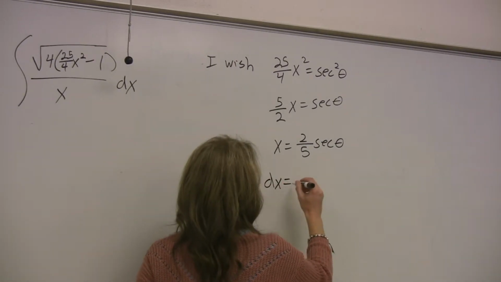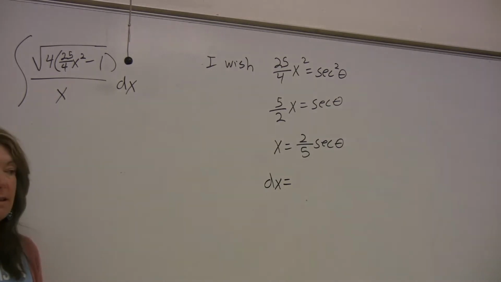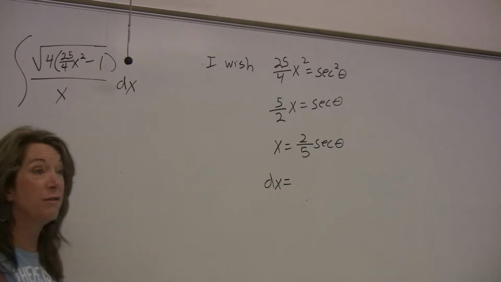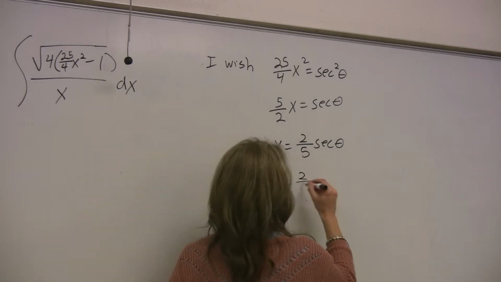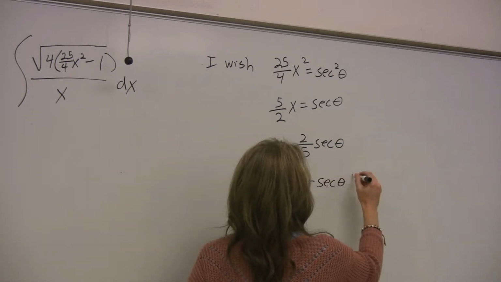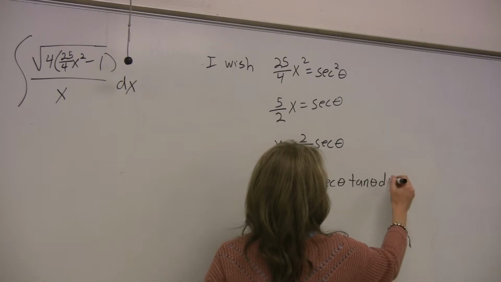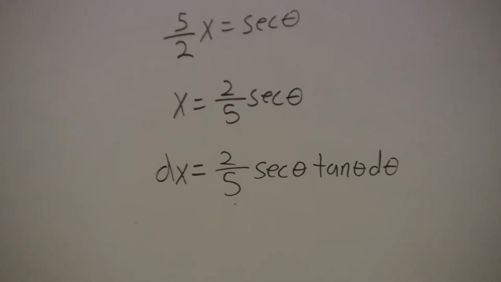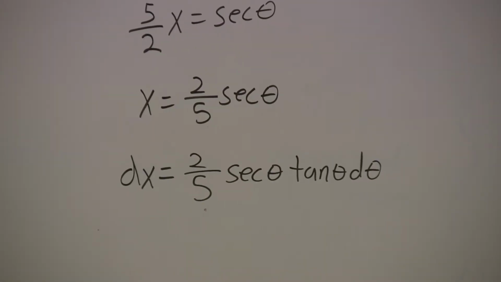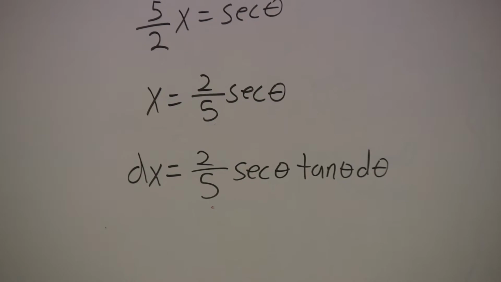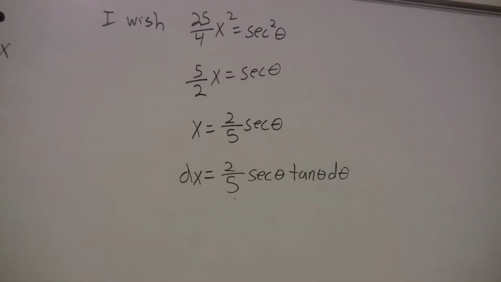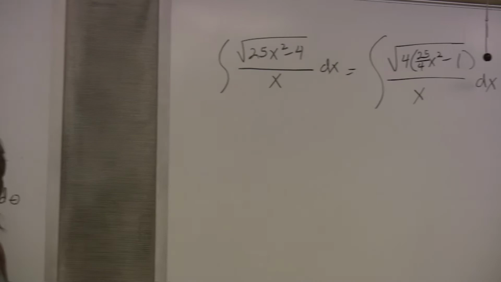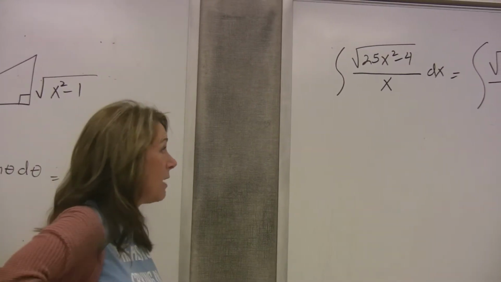So dx is equal to secant tangent, but I also have a 2/5 out front, right? So 2/5 secant theta, tangent theta, d theta. So now you want me to plug everything in? You don't want to draw the triangle first? We could do it later if we have to. Let's just skip the triangle. A lot of people forget the triangle, you'll see when you need it, so we'll draw when we need it. Let's plug everything in, carefully.